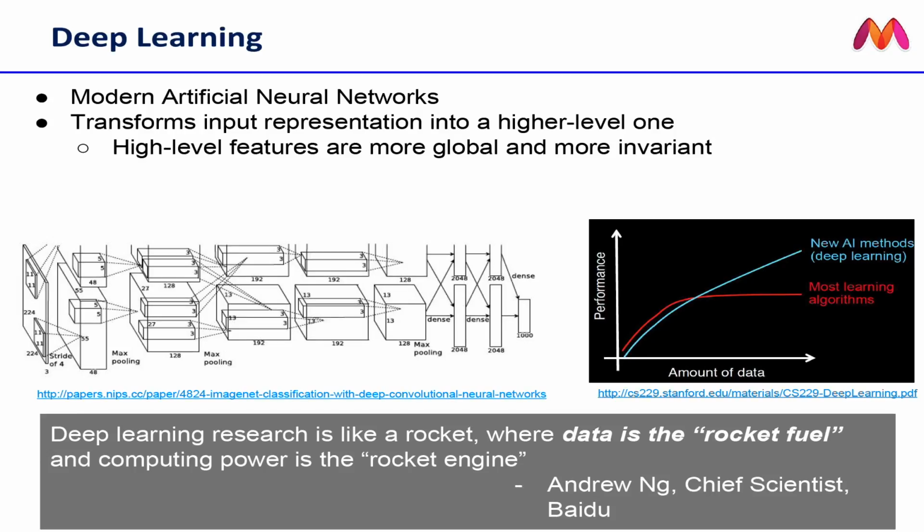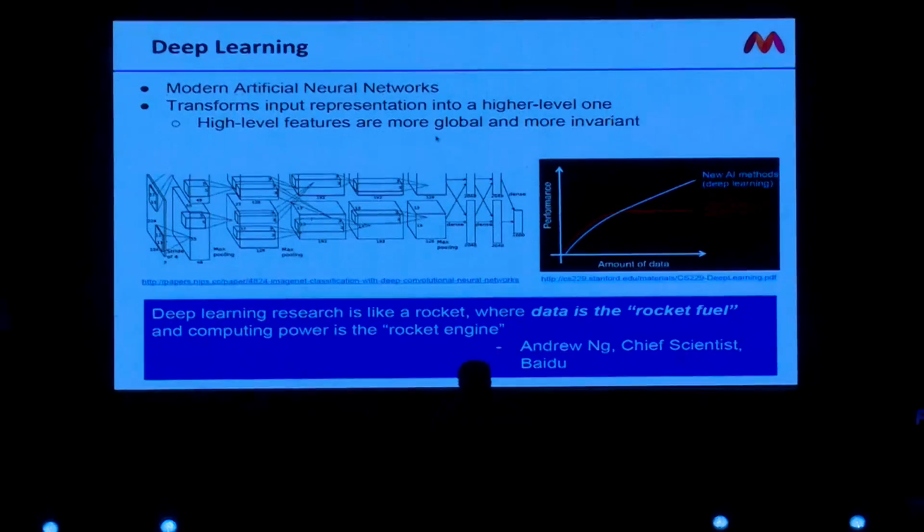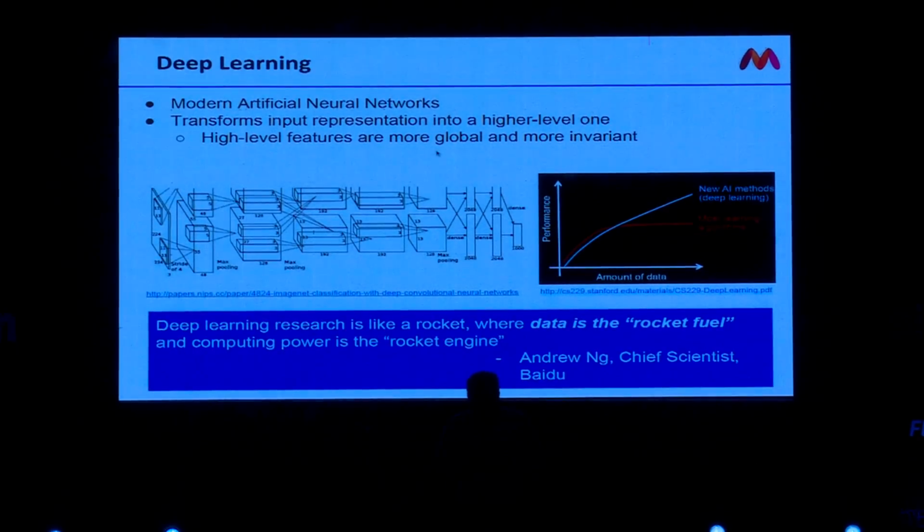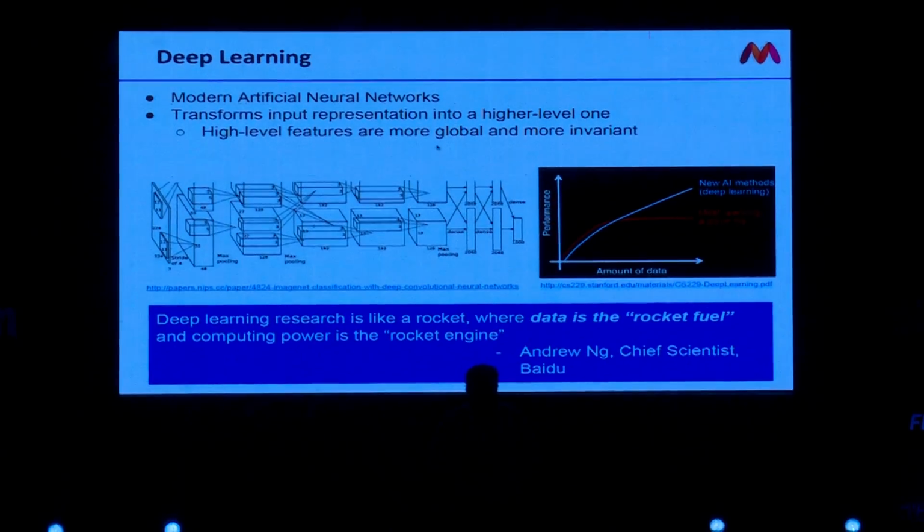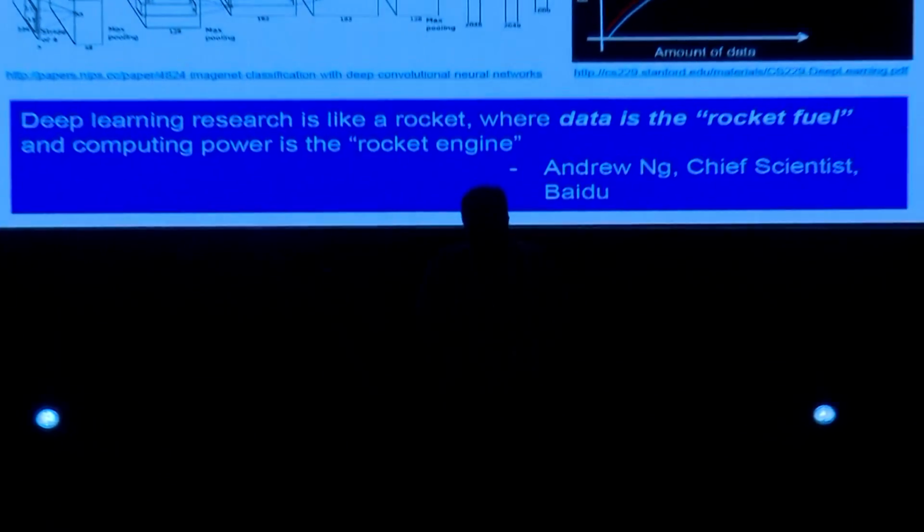So going a bit into deep learning, I'll not get into the details, but essentially these are modern artificial neural networks, and what we are trying to do is transform the input images to a more global and more invariant set of features. And what is shown here in this presentation is an AlexNet, and there has been a revolution in deep learning since then in the last 4 years.